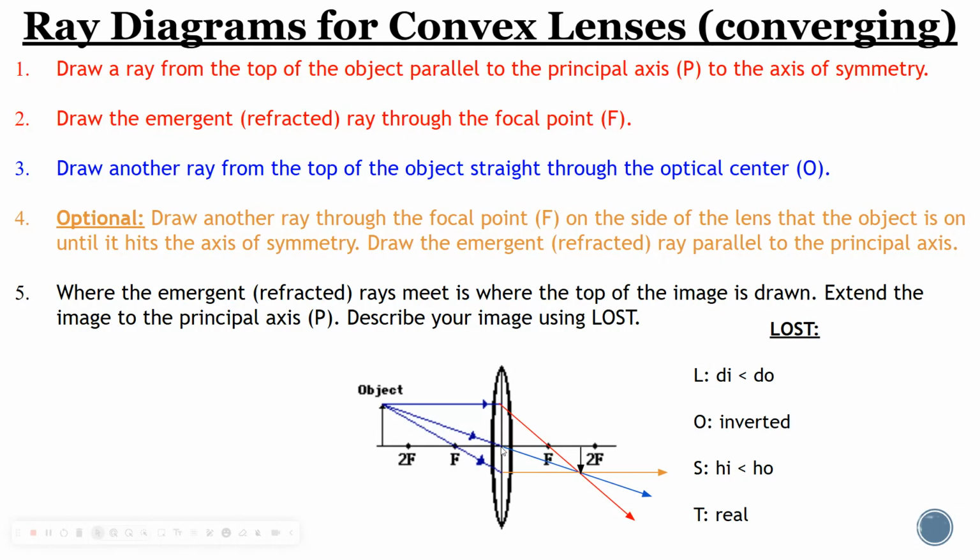If you want to measure it, you can go from optical center to the object. From optical center to the image for DI, optical center to the object for DO. You can see the orientation is inverted. You can see that HI is smaller than HO, and you can also see that the image is real because it's made by real rays.